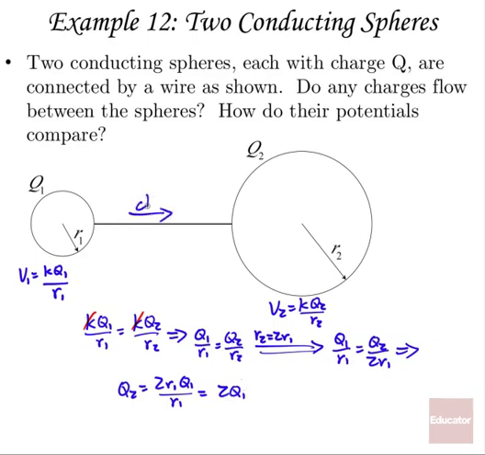So our charge must be flowing that way. We'll have charge flowing from Q1 to Q2. How do their potentials compare? They've got to be equal.